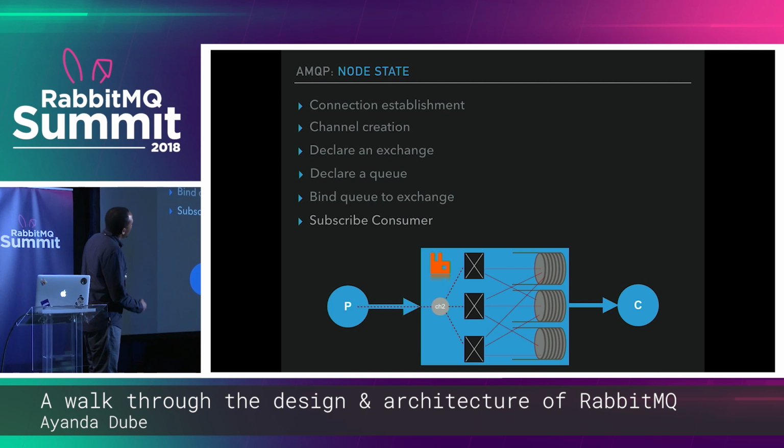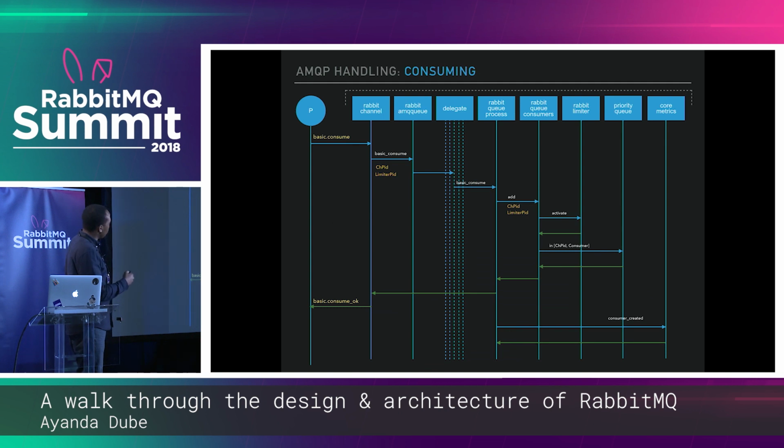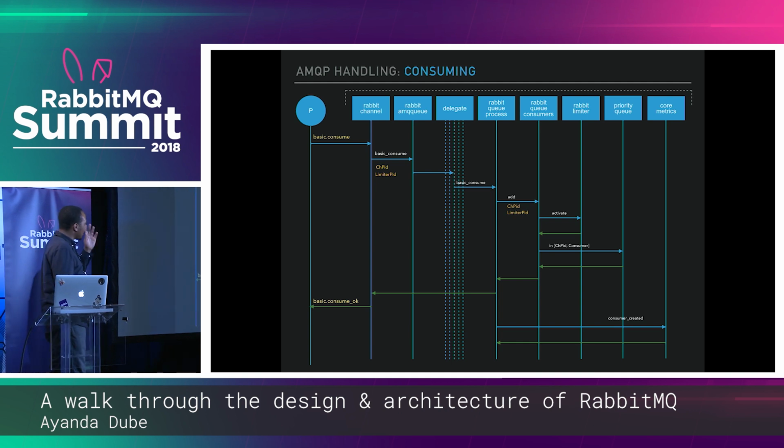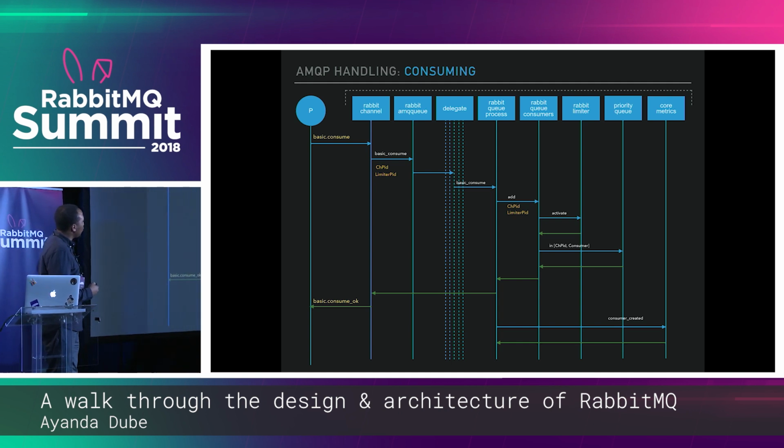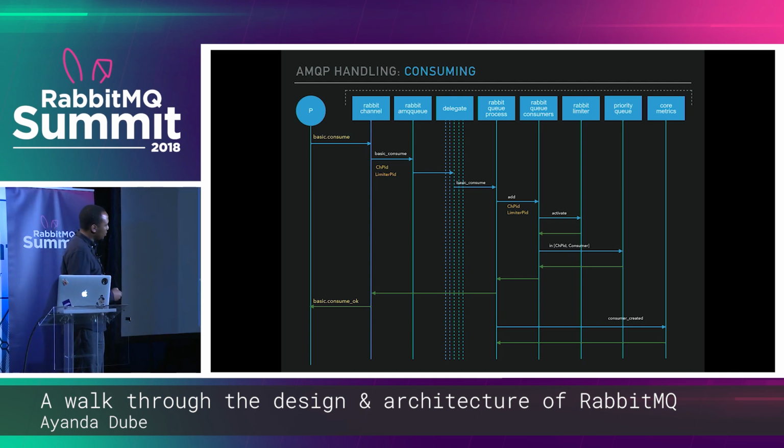And then, once you've got your bindings, the next thing is we now want to subscribe our consumer to our queues. So that is when you issue your basic consume command. Similarly, your Rabbit channel will forward that basic consume command to your queue process via that API. And it will also mention the channel PID and the limiter. So I did mention there are 3 processes, for handling your prefetch counts and all that.